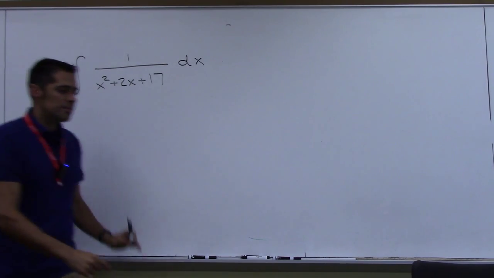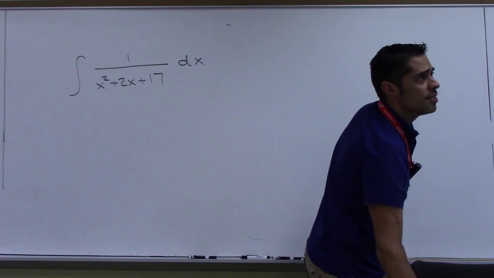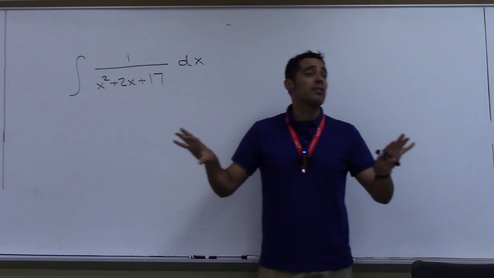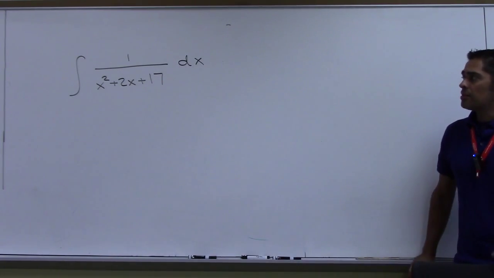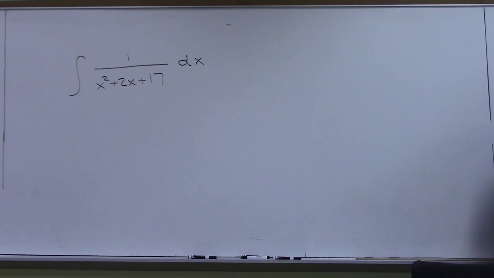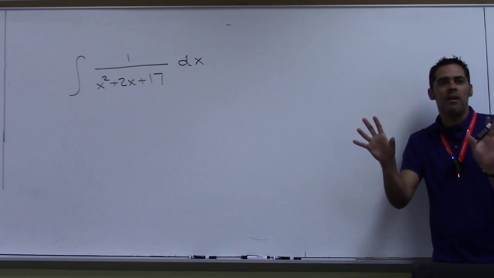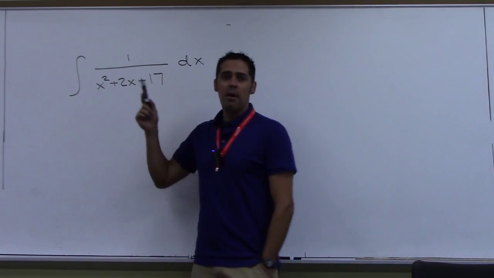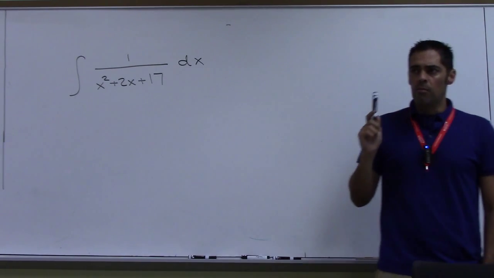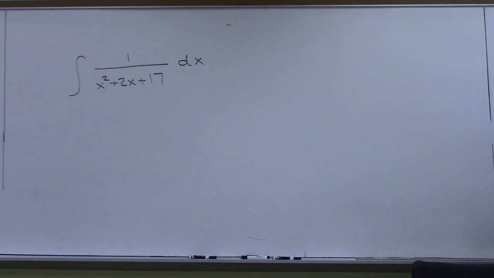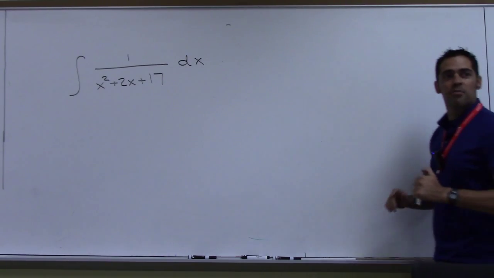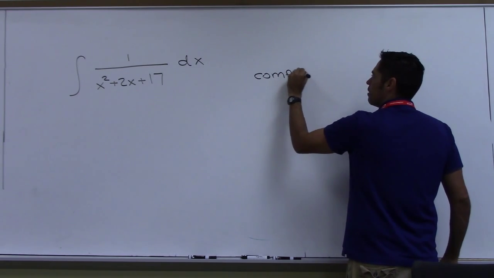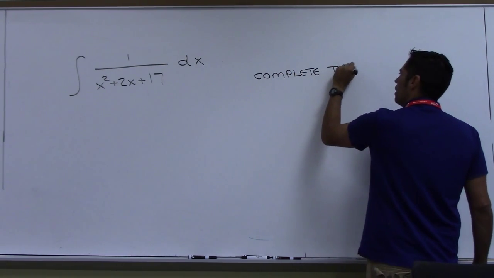But it also says that the quadratic down there is irreducible. What does irreducible mean? It doesn't factor. If you try to factor x squared plus 2x plus 17, it will not factor. That's not like x plus 2 times x plus 5 or something like that. If you have an irreducible quadratic on the bottom and a constant on top, we should be able to do something. Here's what it is. Your favorite thing. Complete the square.